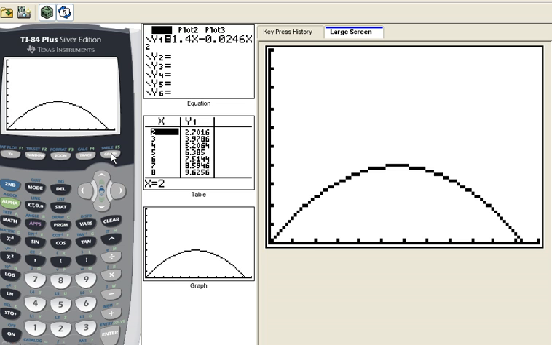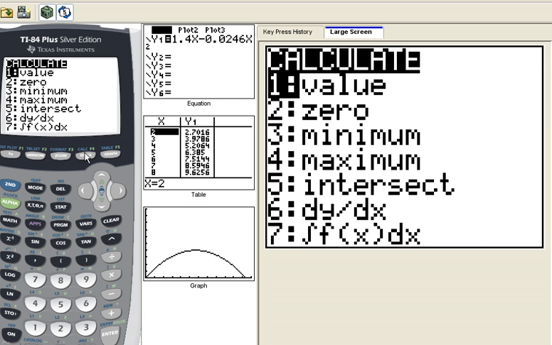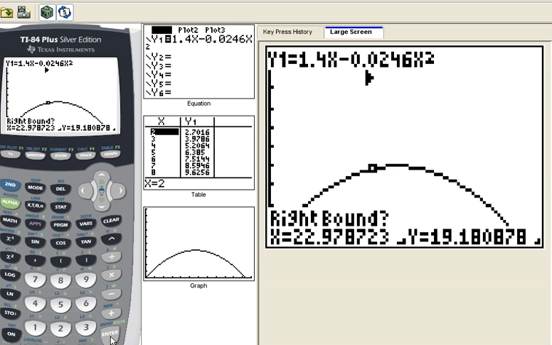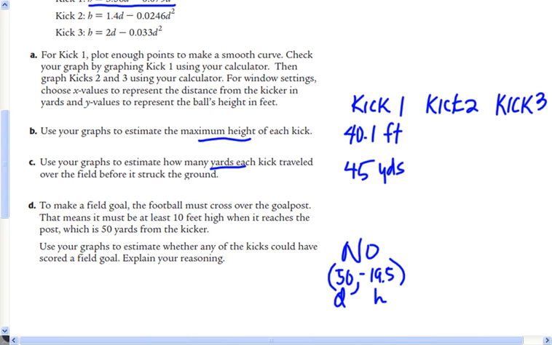Now remember, my scale here is 5, so that's 10, 20, 30, 40, 50. This one goes far enough to make the field goal. Later on we'll check to see if it's high enough. But first thing first, we're going to find the maximum again. So I'm going to press trace, and then second trace, and number 4. And then I'm going to set my left bound, which needs to be on the left side of the maximum. And then I'm going to set my right bound, on the right side of the maximum. Press enter, and then one more time for it to guess what the max is there. And it's guessing 28.4. So let's record that in our notes here.